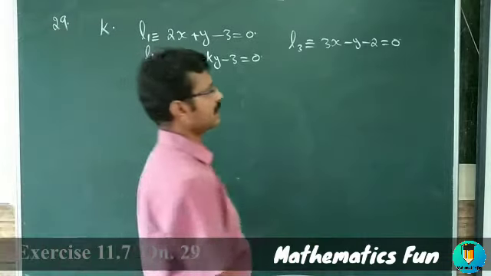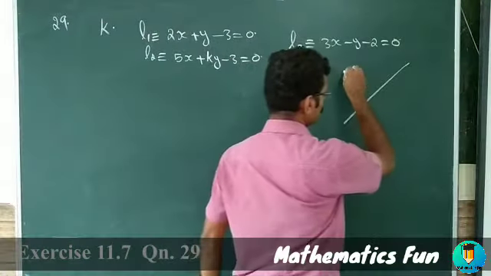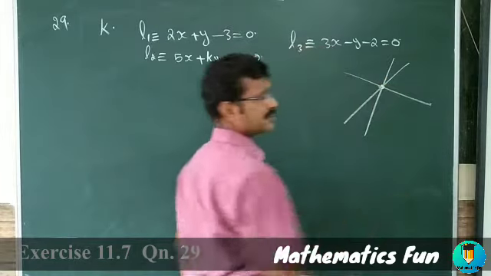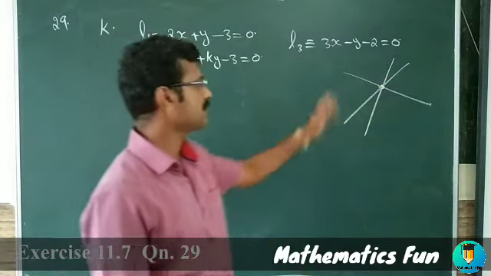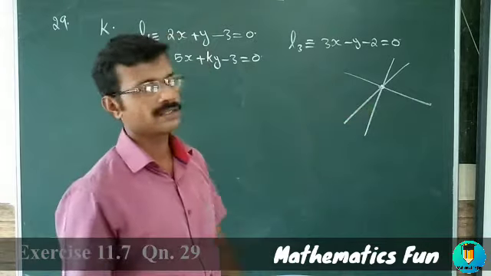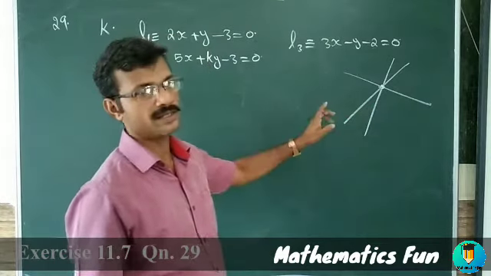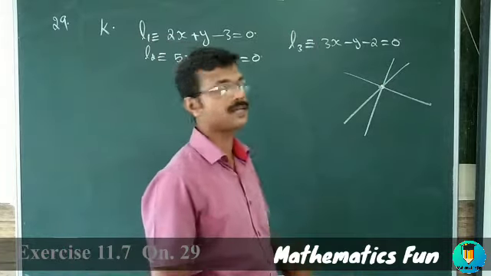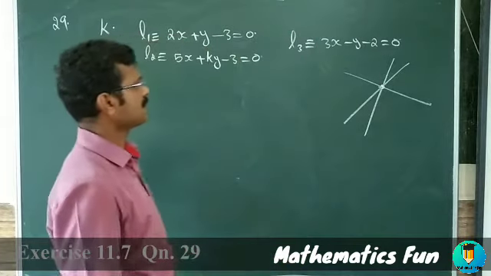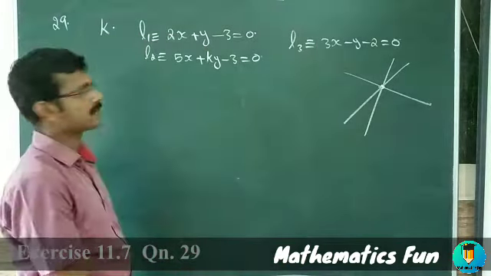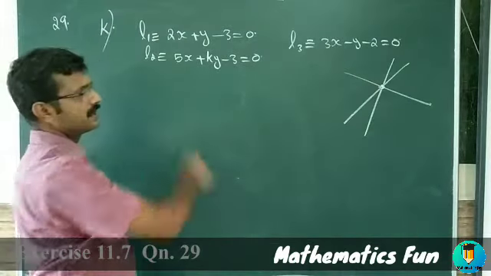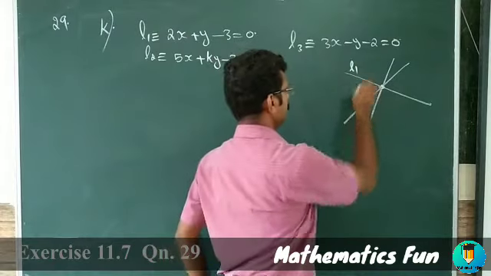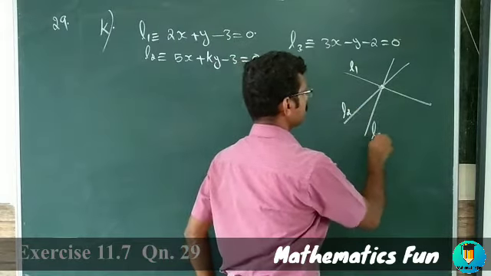Now what is the meaning of concurrent? Concurrent means all those lines are passing through one particular point. Something is common for all the three lines, then we can say they are concurrent lines. If three or more lines are concurrent, they are passing through the same point. So that is the technique we need. I am naming them L1, L2 and L3, the three lines.